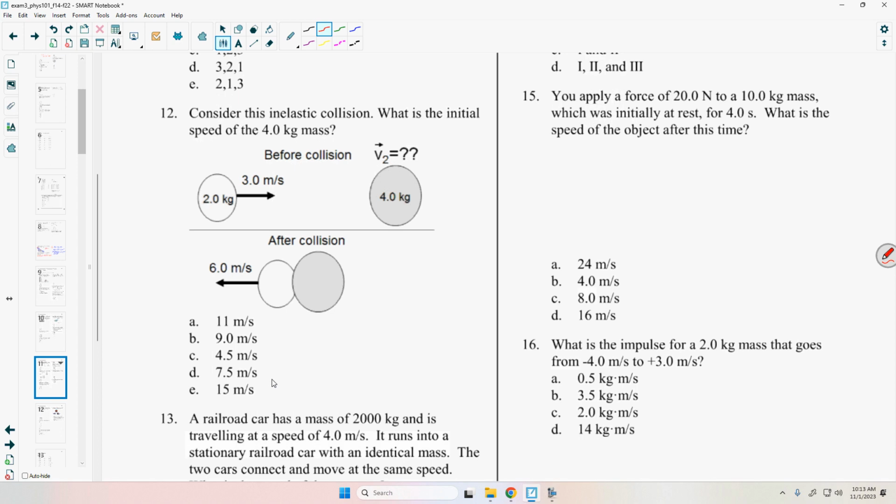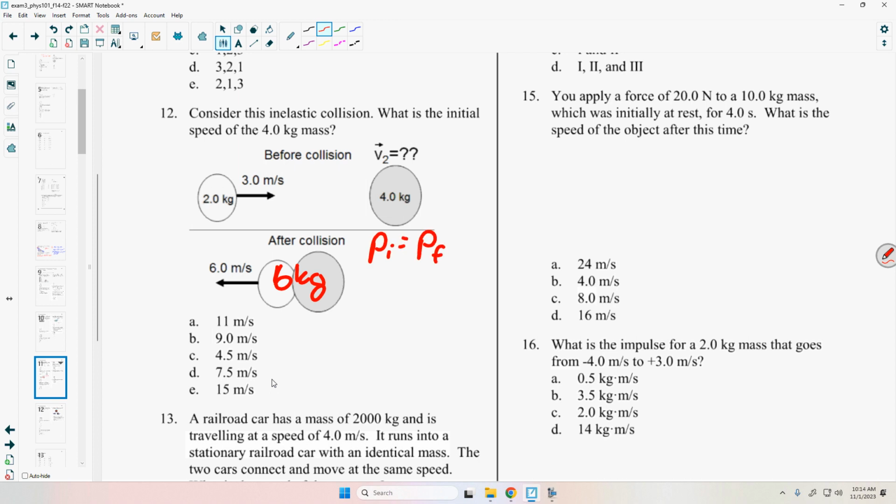You'll have collisions in your multiple choice, but you'll also have them in your free response. Your free response is going to look pretty darn similar to this one. Okay? So recognize this is a perfectly inelastic collision. That means that my final mass is going to be 6 kilograms because that 4 and 2 kilogram mass stick together.